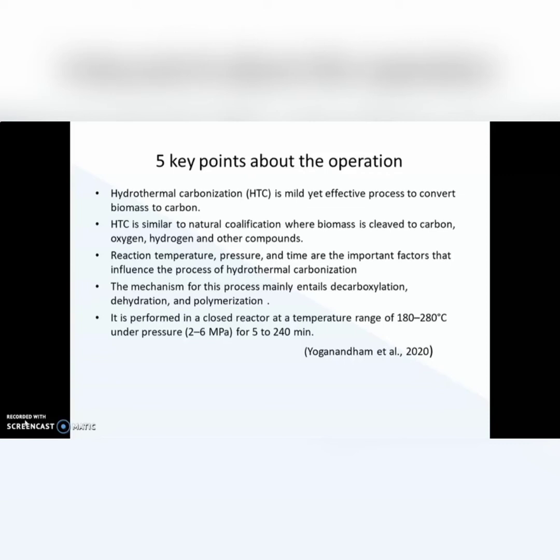decarboxylation, dehydration, and polymerization. Functional carbonaceous material can be produced via dehydration and polymerization in the low temperature hydrothermal carbonization process below 300 degrees Celsius. The carbon content is increased during the carbonization phase. The content of oxygen and mineral matter is decreased with a mineral-rich product. Reaction temperature, pressure, and time are important factors that influence the process of hydrothermal carbonization.